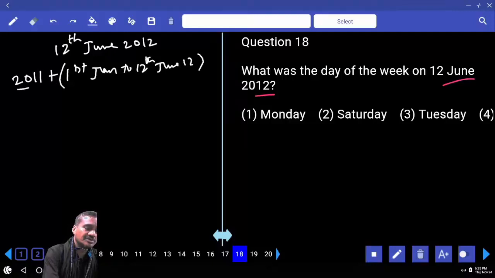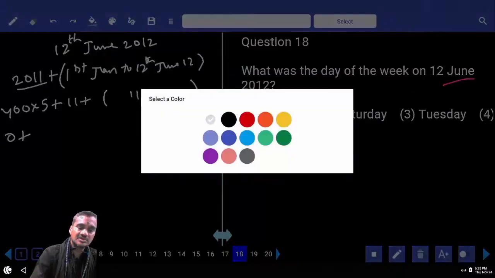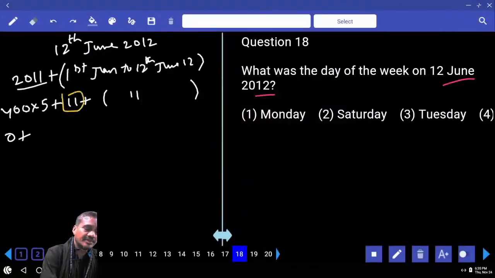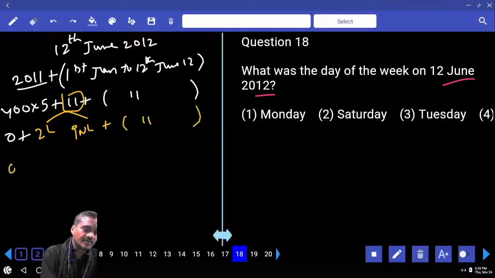Then 2011 can be written as 400 into 5, 2000 plus 11 years plus this one. Together now 400 years 0. Now in these 11 years, how many leap years are there? There are 2 leap years. 11 divided by 4, exactly divided twice. 2 leap years, 9 non-leap years. Now 0. Leap year will have 2 odd days, 2 into 2, 4. Non-leap year 1, 9 into 1, 9.